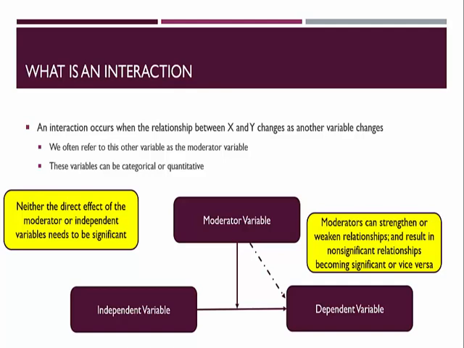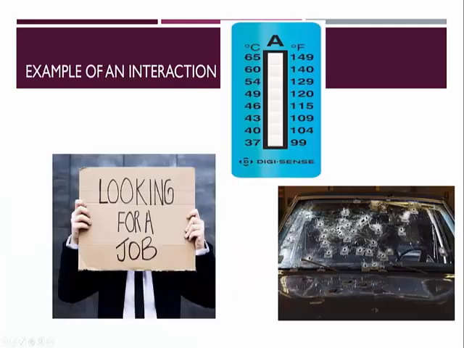So an interesting moderator variable could be a moderator variable that deactivates the relationship between an independent variable and a dependent variable. An interesting moderator variable might also result in an activated relationship between an independent variable and a dependent variable. In order to help make this clearer, let's consider the following example.